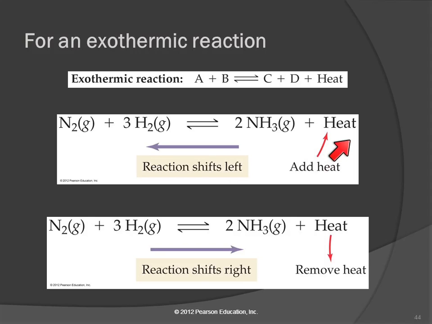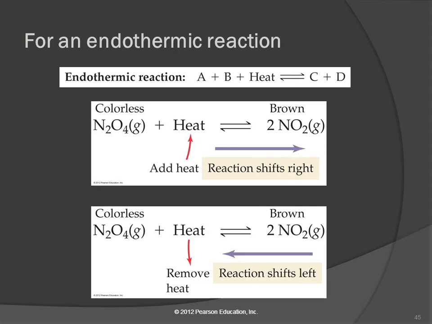So we just think of heat as a reactant or a product. If we add heat, it'll shift away from that. If we take heat away, if we reduce the temperature, then it will shift to the right to increase that heat, increase the temperature again. The endothermic reaction works the other way around.